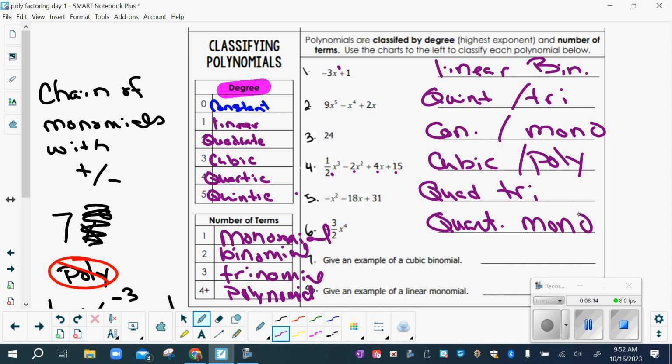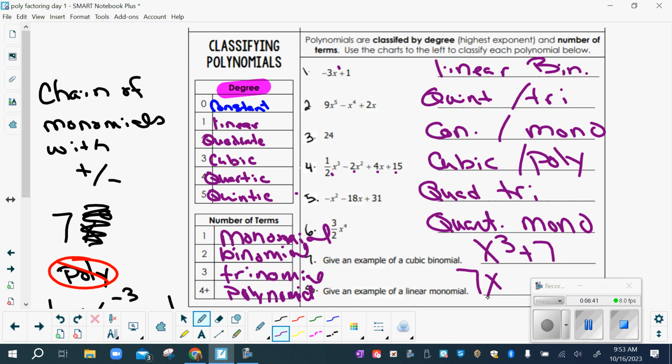An example of a cubic binomial is going to be like x to the 3rd plus 7. Done. Nice and easy. And an example of a linear monomial is like 7x. Right? Got an x. Got 1. We good? So tomorrow that'll be our game. And you can kick some butt and win fabulous food prizes. There you go.